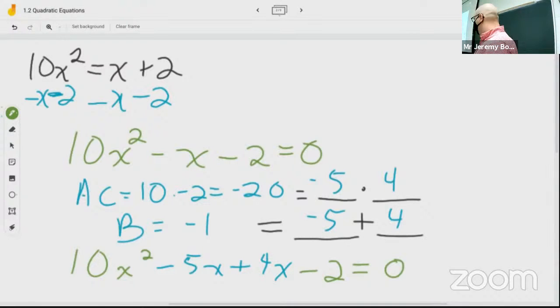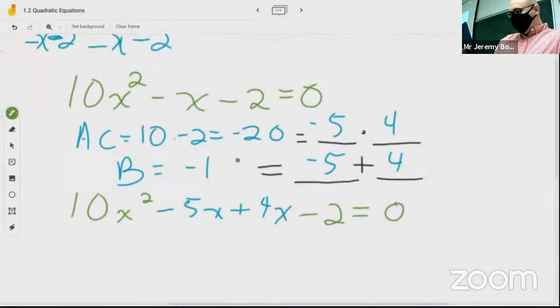And if you write those in the opposite order, like you did 10x squared plus 4x minus 5x minus 2, it should still work out. I've had students in the past get really caught up on which one they write first. It really doesn't matter.